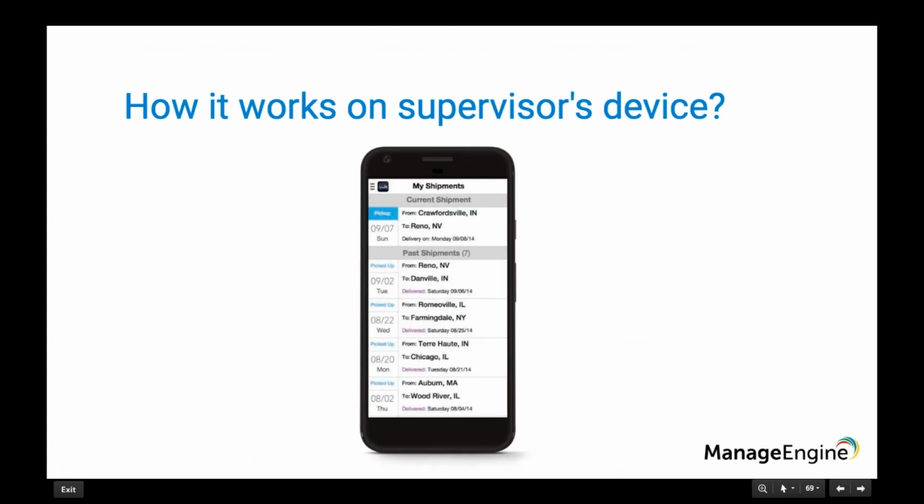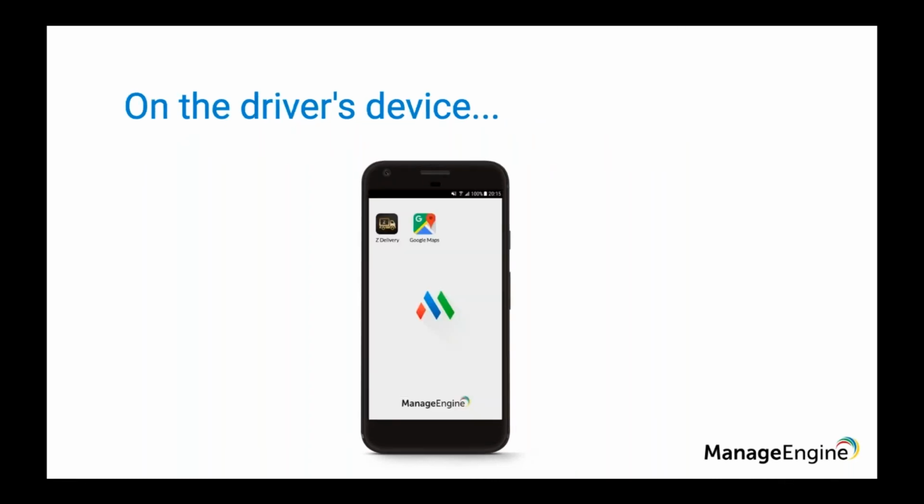So let us see what happens on the device end. As you can see, this is the supervisor's device. It has been locked to a particular app, and the user cannot move out of this app, and this app mentions all the trips. So what happens on the driver's device? As you can see, the driver can navigate between the two apps that have been provisioned under Kiosk, which is the Delivery app and Google Maps. No other app can be installed on the device.